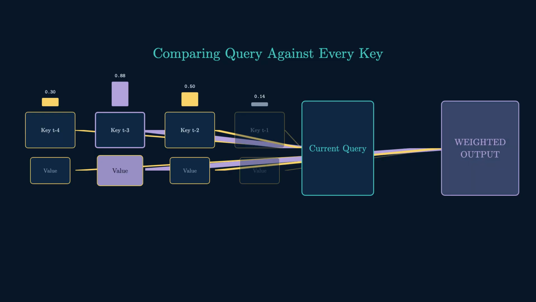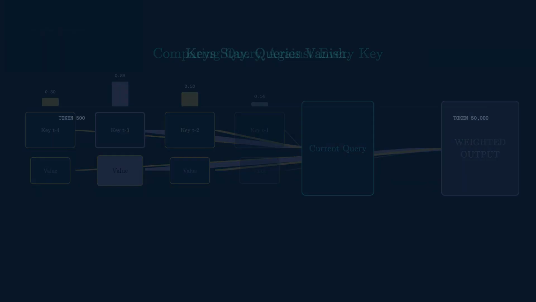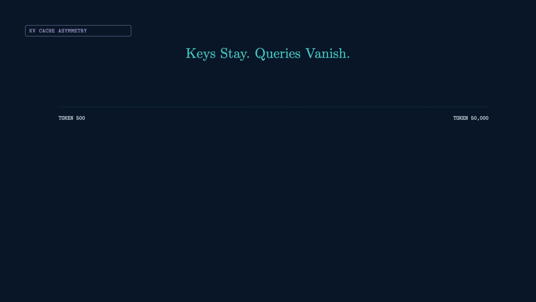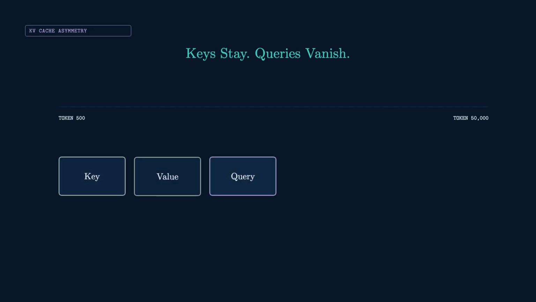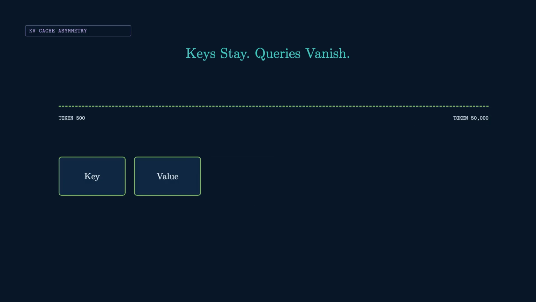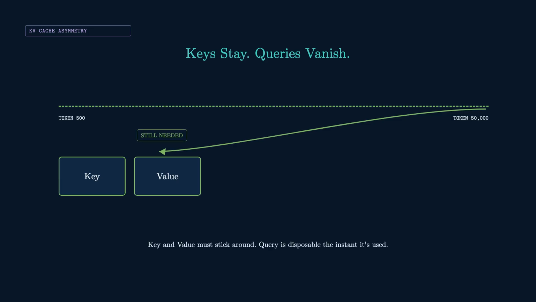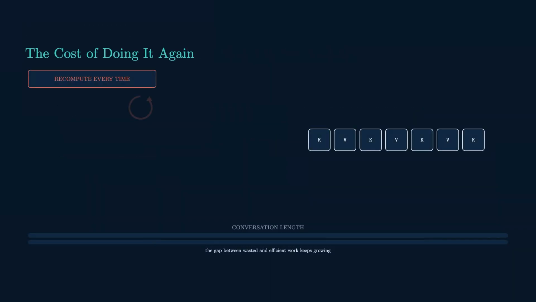Now, here's the part that matters for memory. Here's the asymmetry that makes a cache necessary. A token's key and value freeze the moment that token exists. Token 500's key is identical when you're all the way out at token 50,000, and every later token still checks it. The query, though? Used once, while that token was being generated. Nothing ever asks what token 500 was looking for. Keys stay. Queries die.